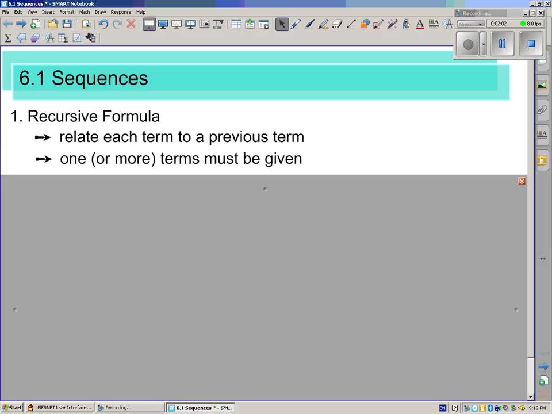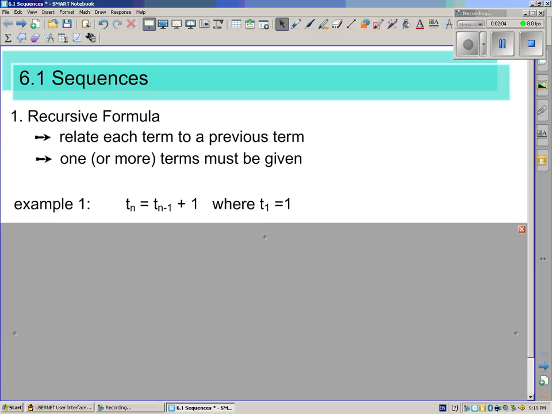Let's look at an example. And yes, you should be writing down notes. So in example 1, t sub n is equal to t sub n minus 1 plus 1, where t sub 1 is 1. Now, you're thinking, that sounds horrible, right? It's not meant to be spoken, but it's meant for us to understand what does it mean.